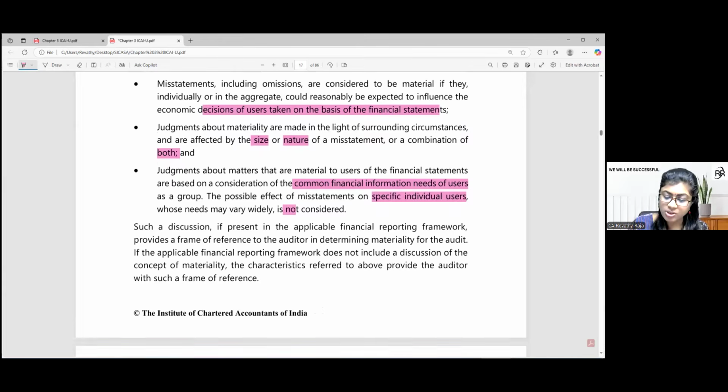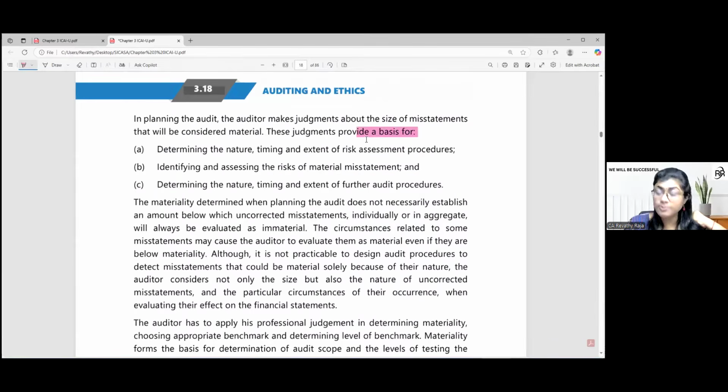So, materiality is also a matter of AFRF, applicable financial reporting framework. Page 18. Materiality is the basis for three things. Why? We said in our flow, first, identifying risk. Second, designing RAP. Third, FAP.